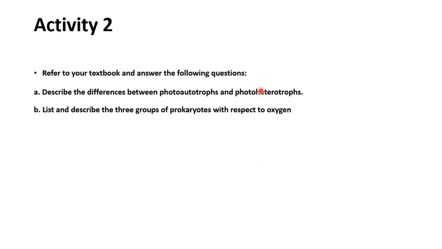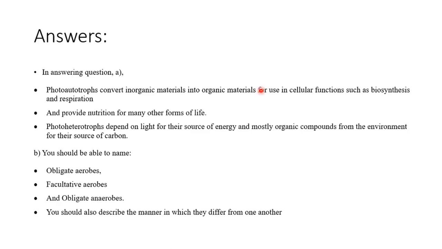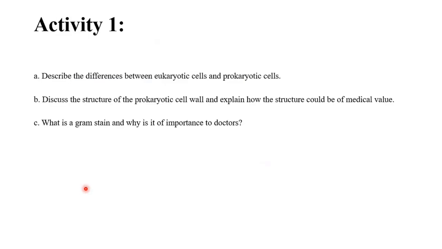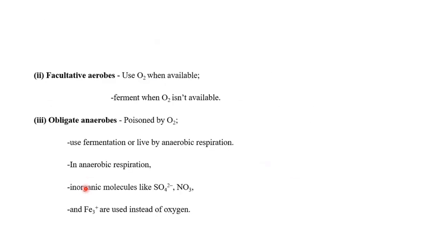List and describe the groups of prokaryotes with respect to oxygen. Then we talked about obligate aerobes, facultative anaerobes, and obligate anaerobes. So it's very simple, we wrote the same thing. The first one is obligate anaerobes. Even in their description here, these ones are poisoned by oxygen. They use fermentation or live by anaerobic respiration, where they use molecules like SO4 and NO3.